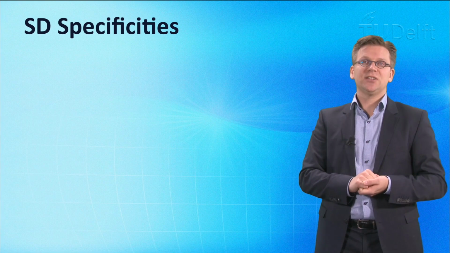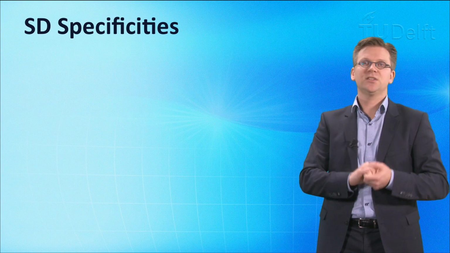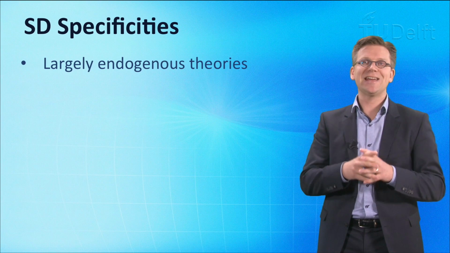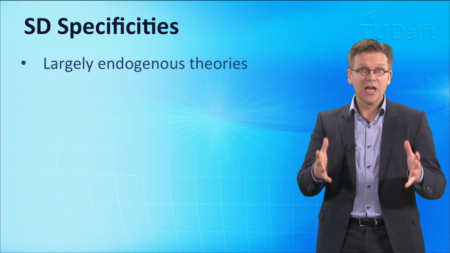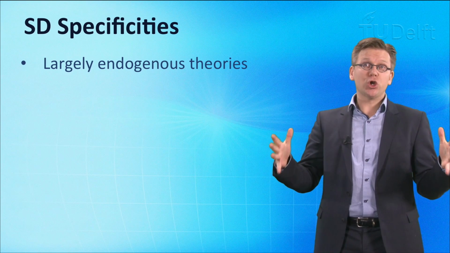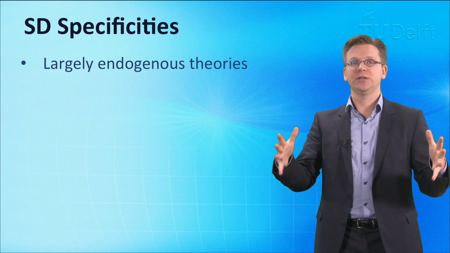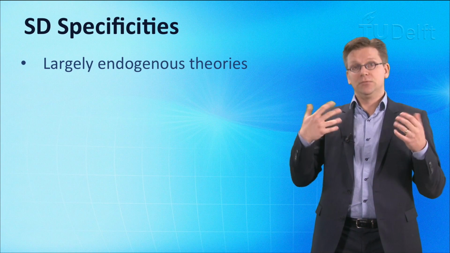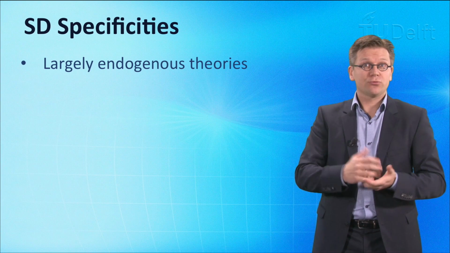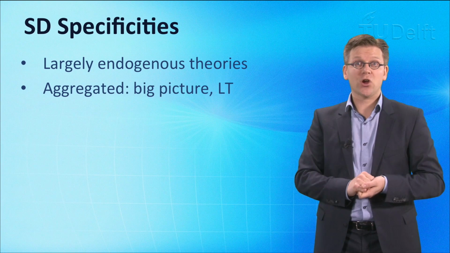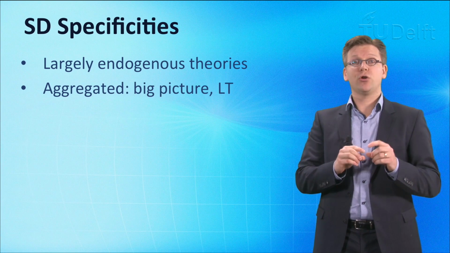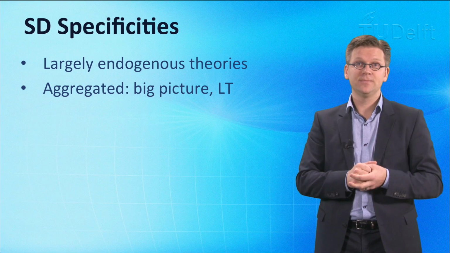So what's specific about system dynamics? Well, system dynamics models are largely endogenous theories. That is, model boundaries are chosen such that all the important feedback loops are within these boundaries. System dynamics models are also rather aggregated. Stock variables are often used to group rather homogeneous individuals or items.